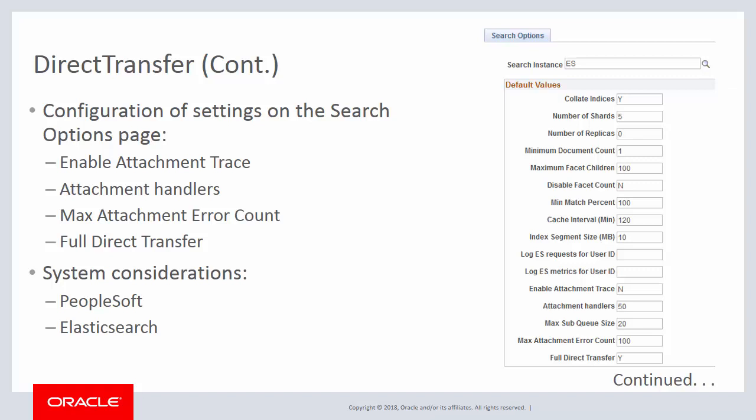On Elasticsearch, in direct transfer, PeopleSoft sends data to Elasticsearch, so you need to review the main memory considerations on Elasticsearch. This memory is allocated on the Elasticsearch JVM and should be configured using the es_heap_size environment variable.